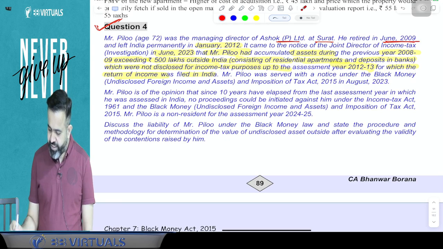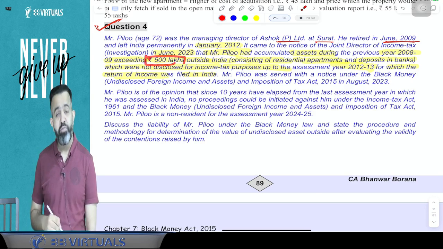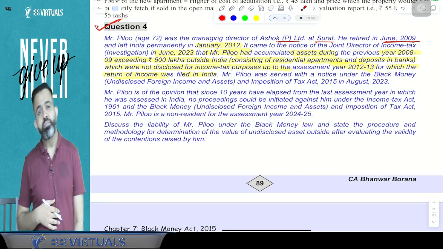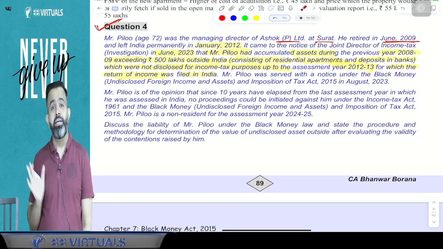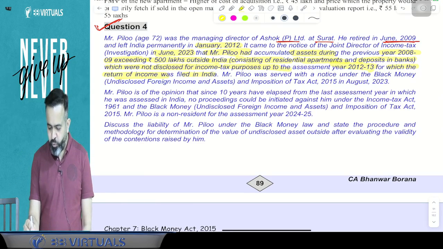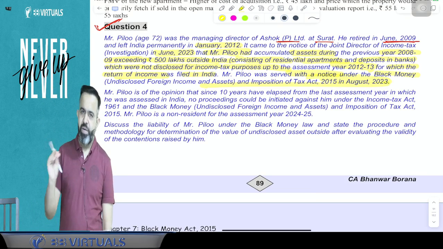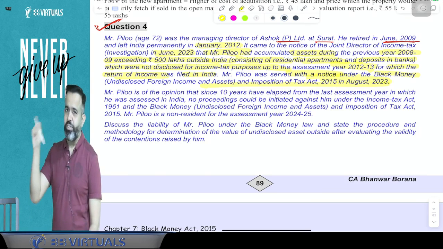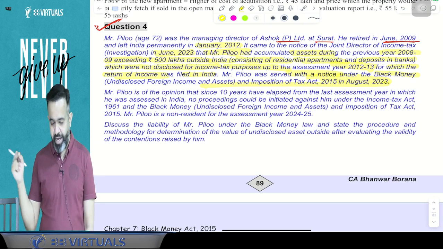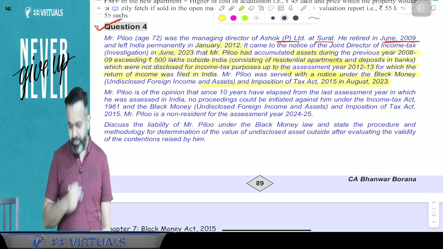Now in the previous year 8-9, he acquired assets of more than 5 crore outside India, including a residential apartment as well as the deposit, and he did not disclose them in the return in India. Now what happened? Mr. Pilu was served with a notice under the Black Money Act in August 2023. So the department issued the notice that you were resident in that year, you acquired some asset outside India, so we are going to assess that asset in the current year.